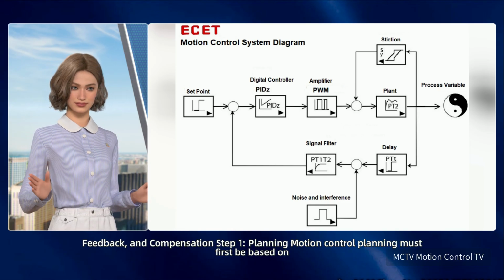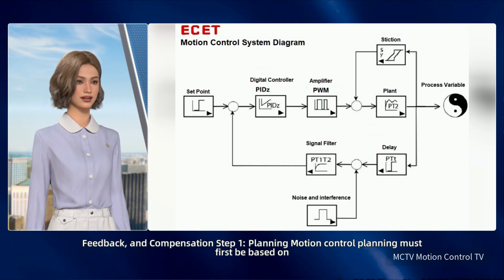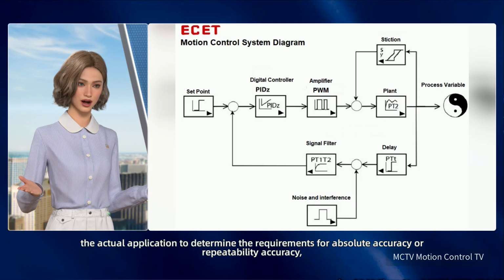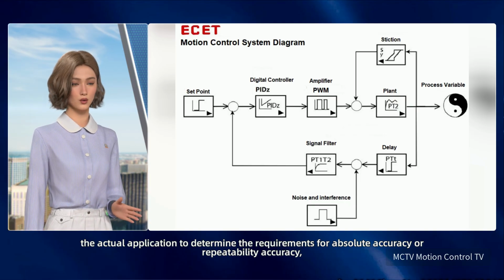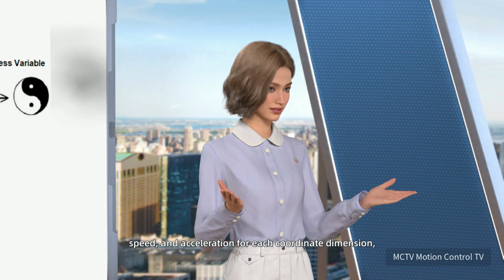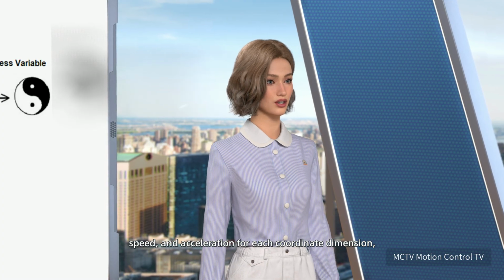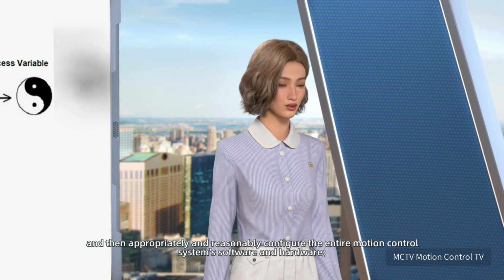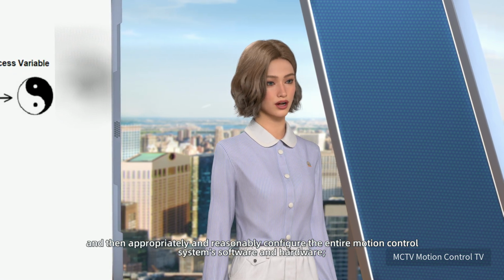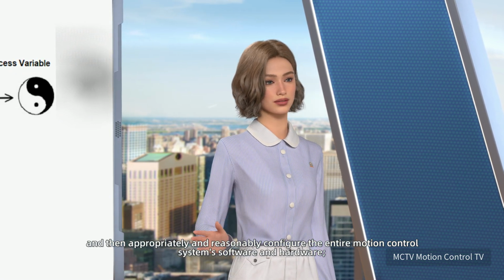Step 1. Planning. Motion control planning must first be based on the actual application to determine the requirements for absolute accuracy or repeatability accuracy, speed, and acceleration for each coordinate dimension, and then appropriately and reasonably configure the entire motion control system software and hardware.